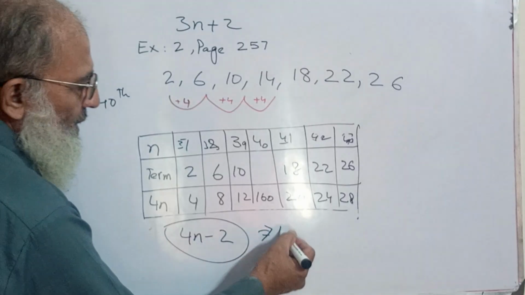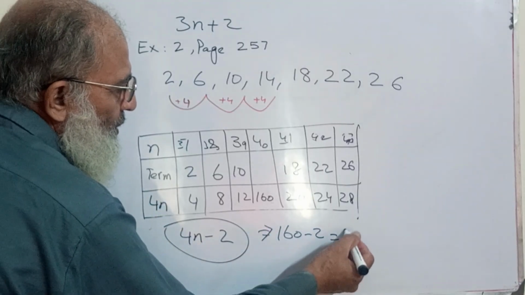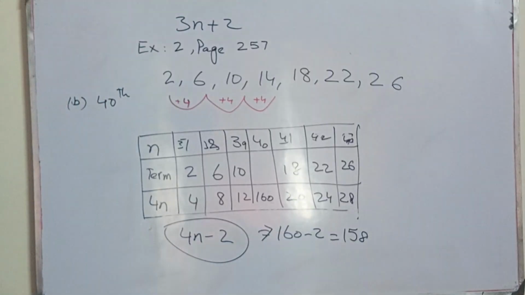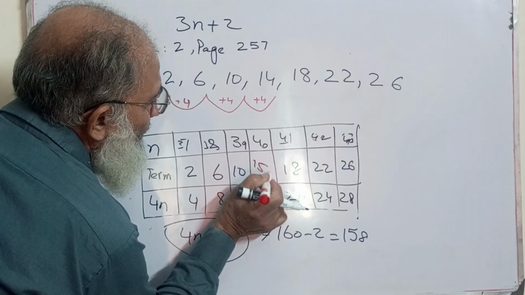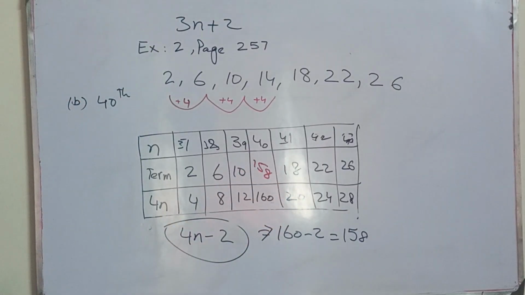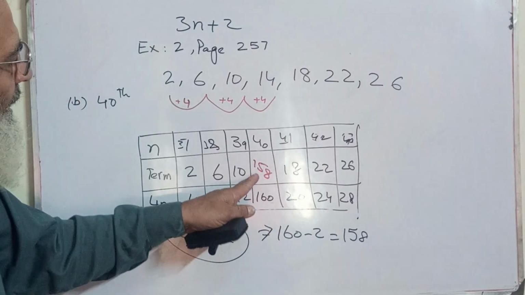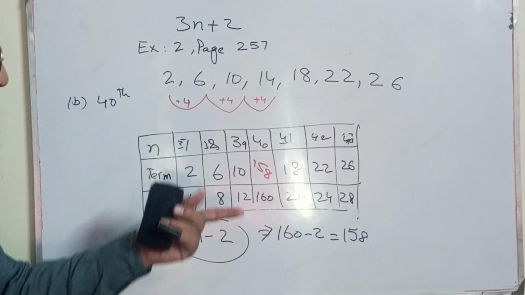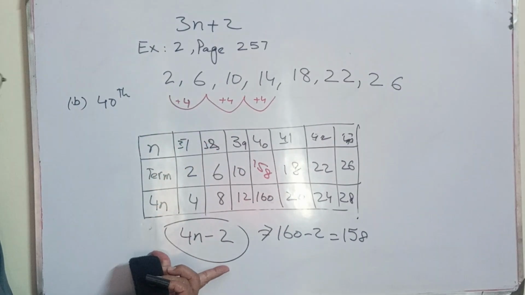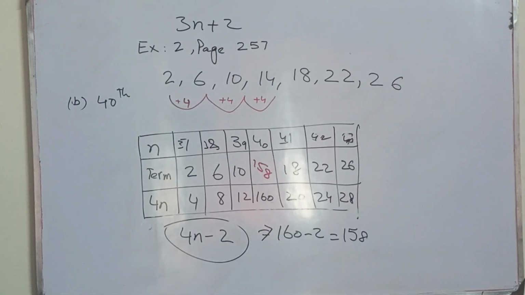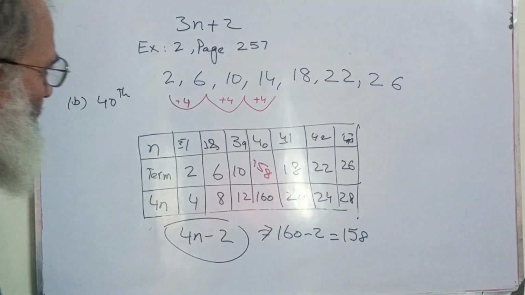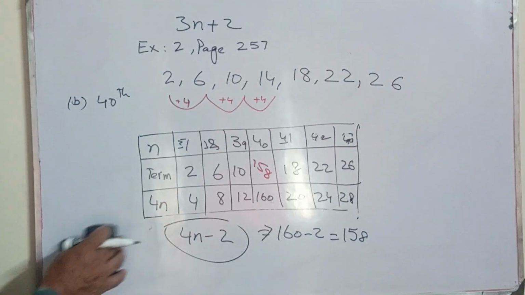Now this 4n is 160 minus 2, that is equal to 158. That means the 40th term, or whatsoever is asked, is 158. So my dear students, you see how we find the 40th term by our own general rule. We'll be formulating a specific formula to find the nth term. Okay, don't worry.